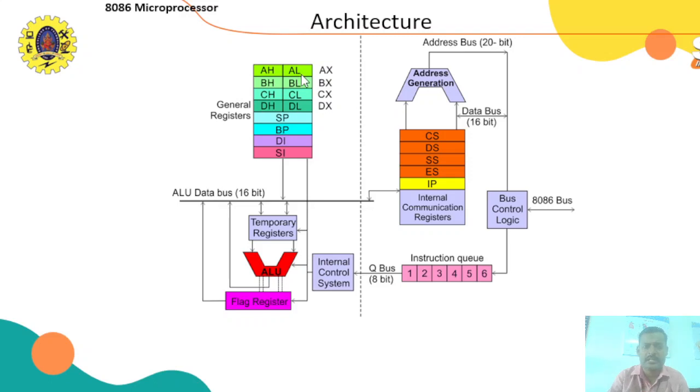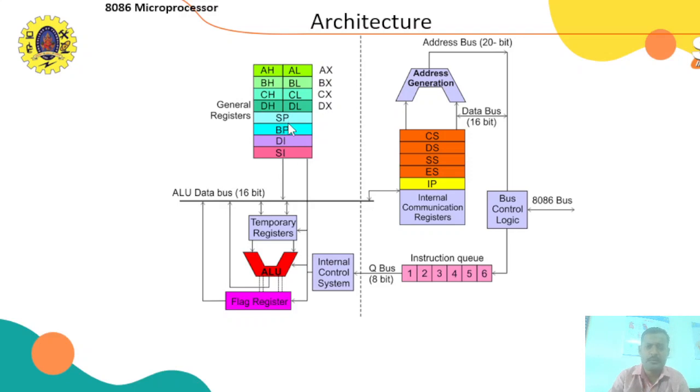AL is the lower byte of the AX register, and AH is the higher byte of the AX register. Similarly, BX, CX, DX can be split into 8 bits. The lower 8 bits are named with the letter L, and the higher 8 bits with the letter H. If you take the BX register, the lower 8 bits will be BL and the higher 8 bits will be BH.